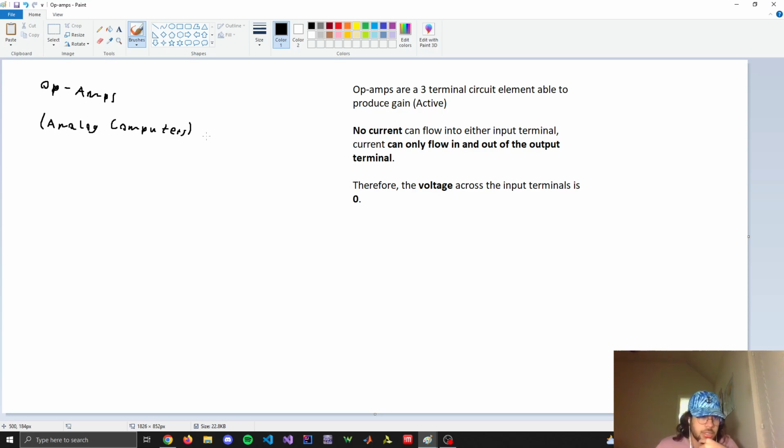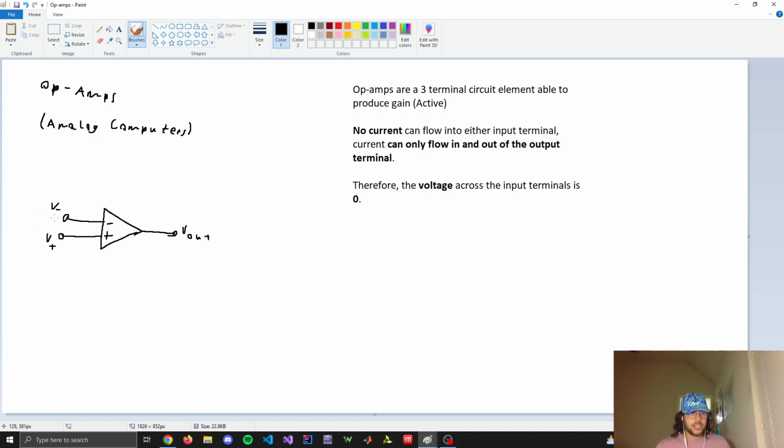So the golden rules of an op amp is that no current can flow into either input terminal. What I mean is, the op amp looks like this. It has 2 inputs, namely the inverting terminal and the non-inverting. So the minus is the inverting and the plus is the non-inverting. So let's just say this is V minus and this is V plus, staying consistent with these signs.